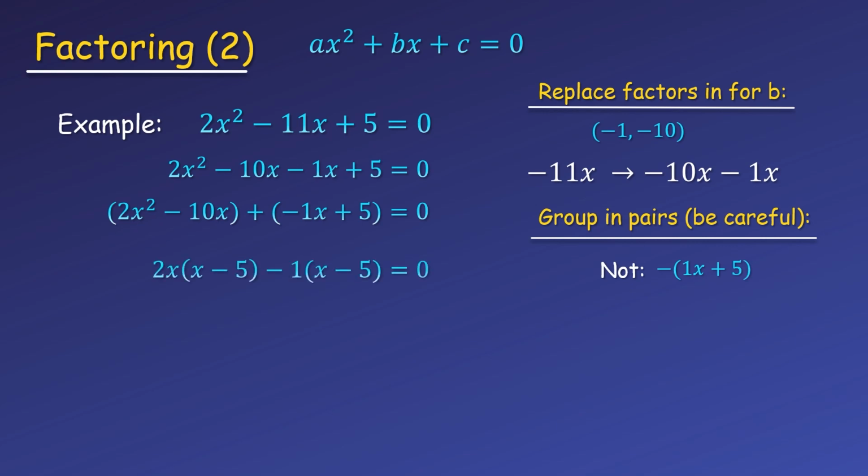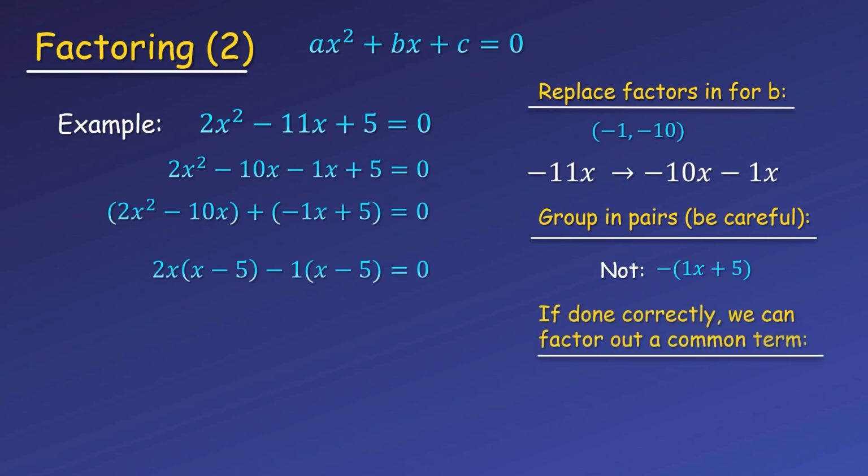We can simplify the first group by factoring out a 2x from both terms, leaving 2x times x minus 5. Our second group of terms has an x and a 5. We just need to factor out a minus 1. And now we have minus 1 times x minus 5. If we've done the last two steps correctly, we should be able to factor out a common term like we have here with x minus 5. Now pulling the x minus 5 out, it will multiply 2x and minus 1.